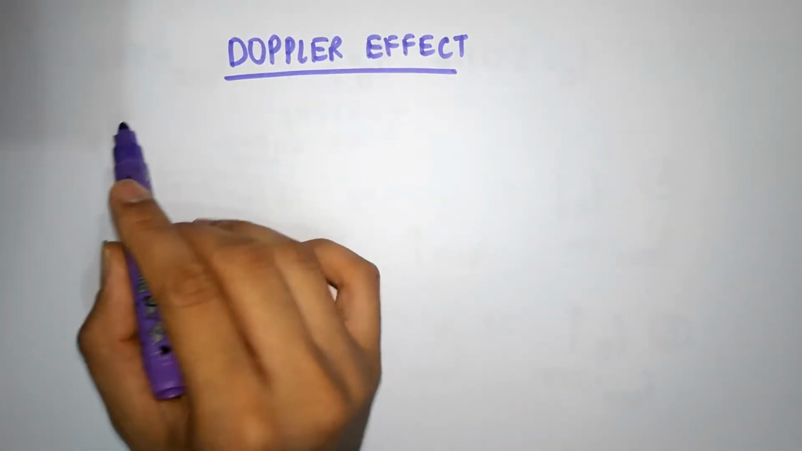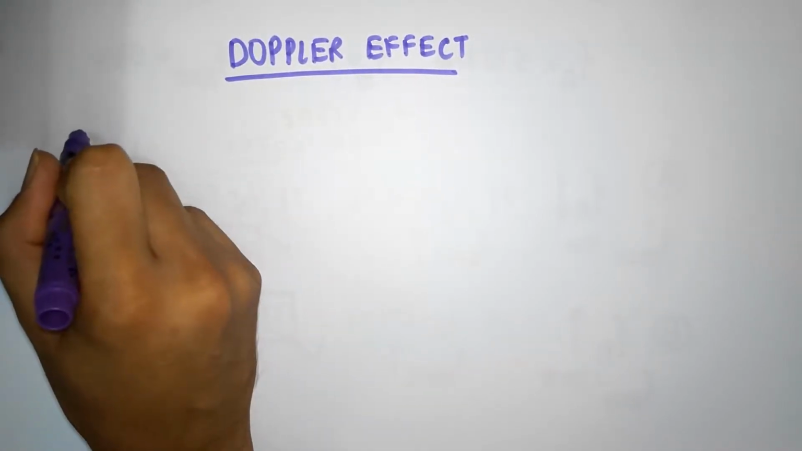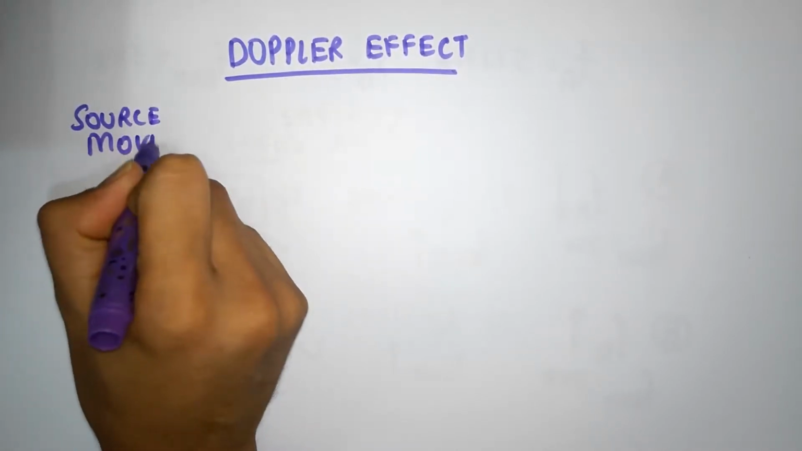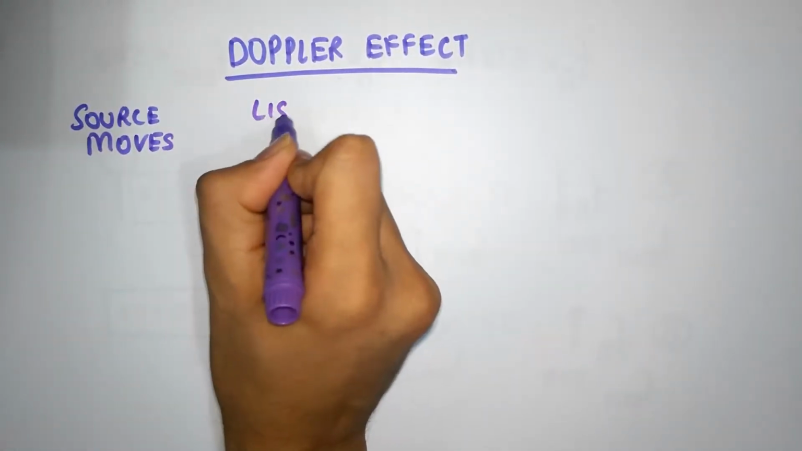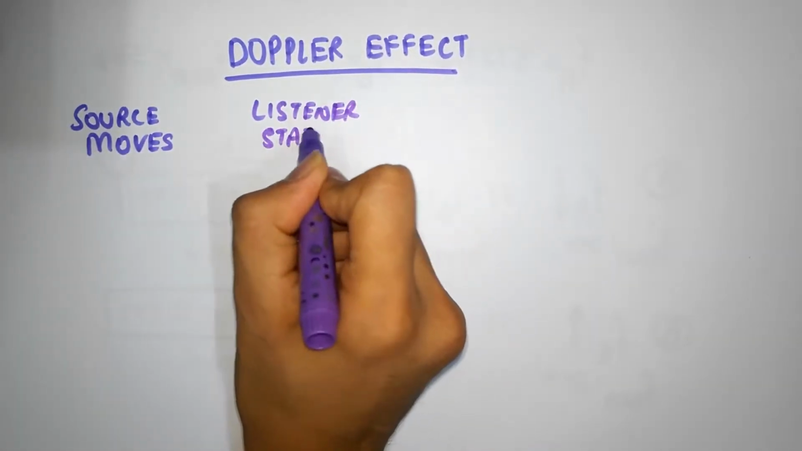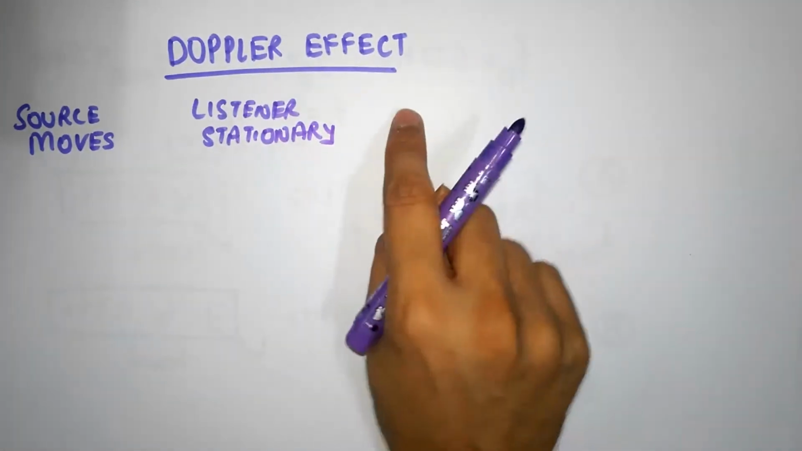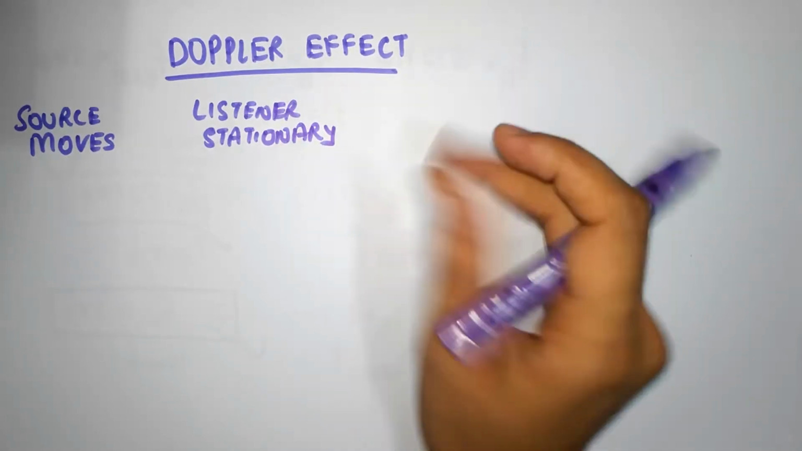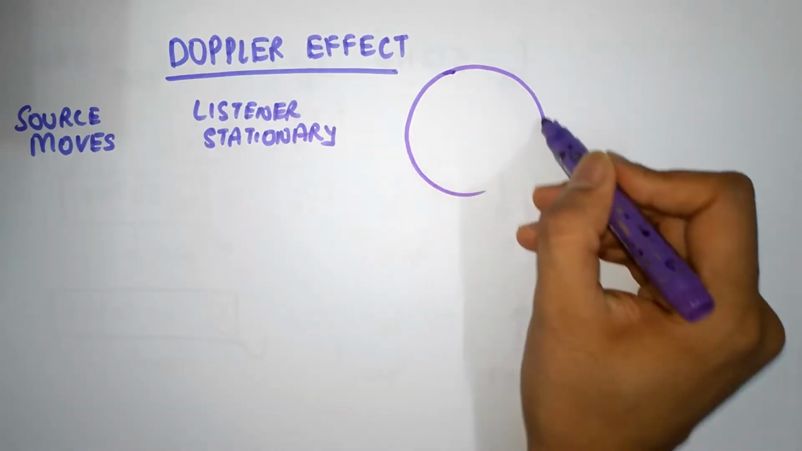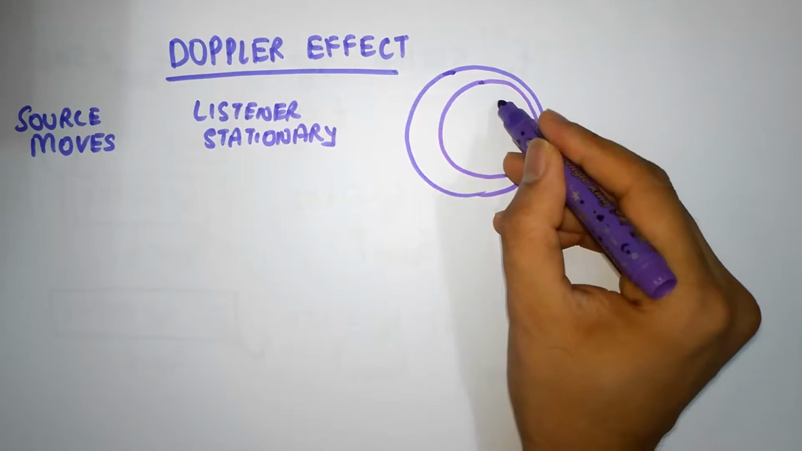Okay, so let's try and understand this way. Suppose I have a case where the source moves, and the listener is stationary. In this case, as the source is moving, it's producing waves. The waves are going to look somewhat like this. If I were to draw two-dimensional waves, they are going to look somewhat this way, like so.